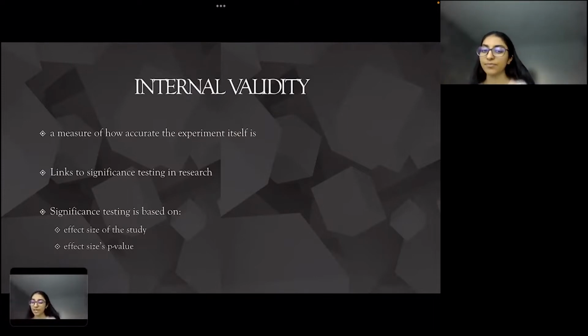Subsequently, you may think, what's the link between that and internal validity? Well, if a study has low internal validity, then there's a high chance that the significance test is also low. So the two essentially go hand in hand. In case anyone doesn't know, significance testing is normally based on two values: the effect size of the study and the p-value. The p-value is probably the one that's talked about a lot more in terms of research.